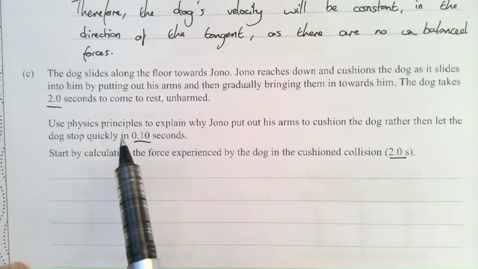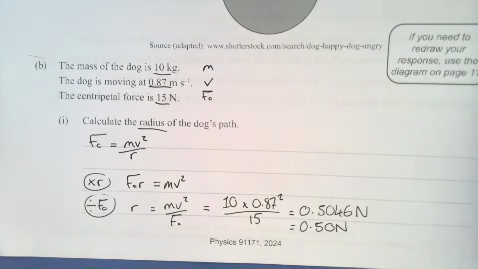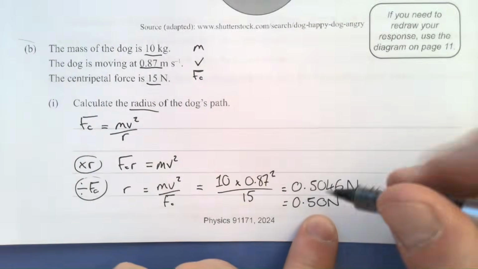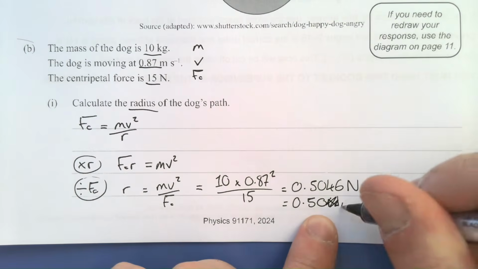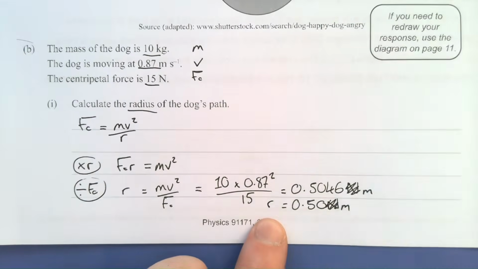We are told that the speed, I think it's on the previous page, was... I just realised I said newtons here. For part B I, it should be meters, obviously, because we're calculating the radius. My mistake. Sorry.